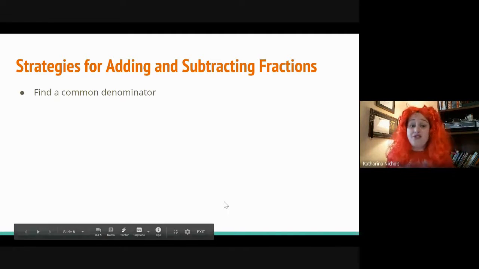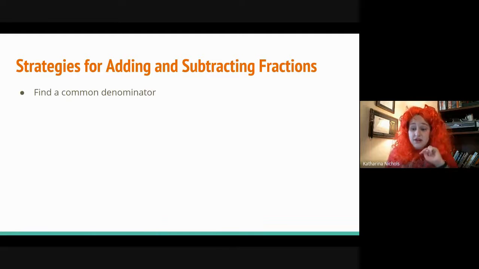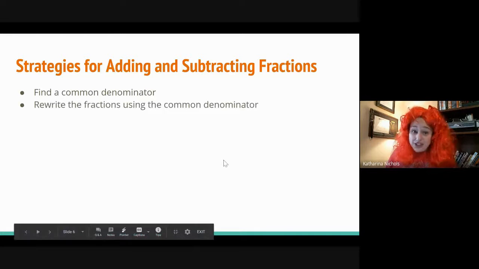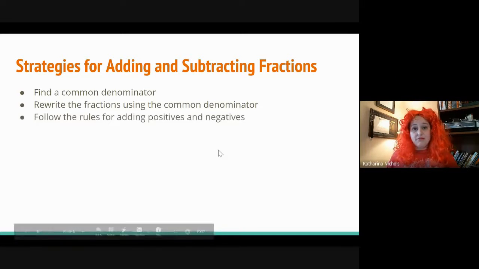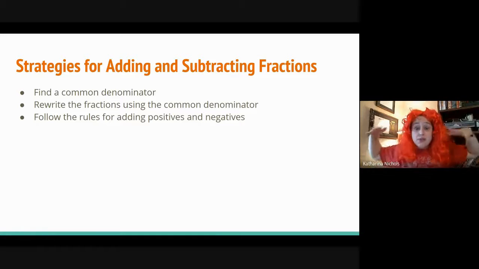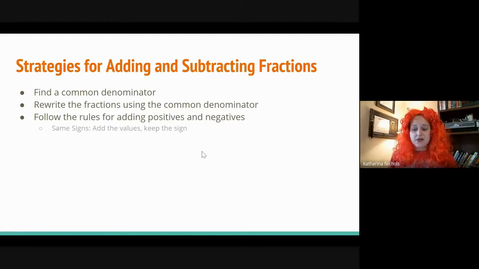So step one, find a common denominator. After that, you're going to rewrite the fractions using that common denominator. And then in between there, you're going to use the rules for adding positives and negatives, which I've recapped here.